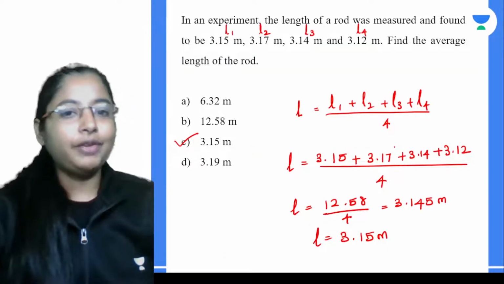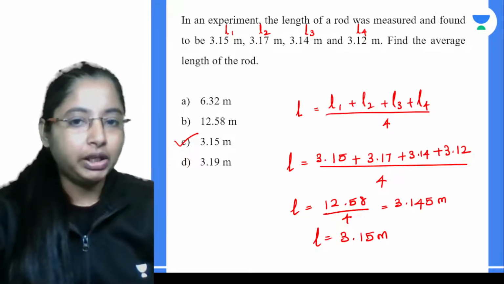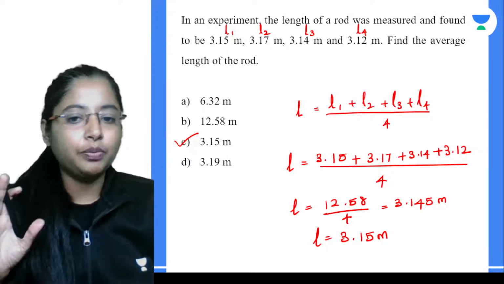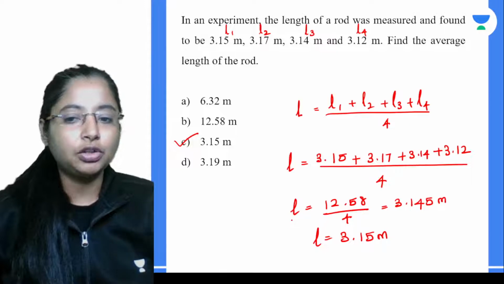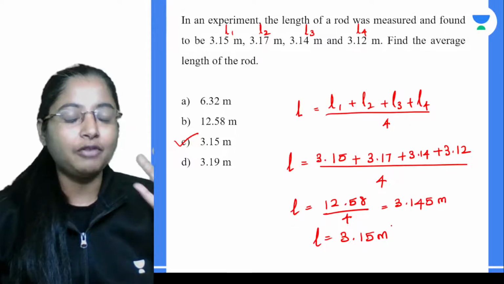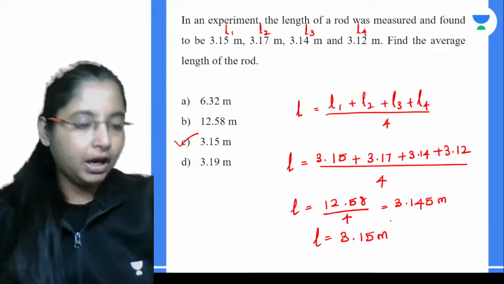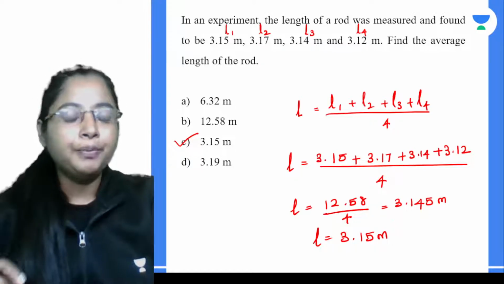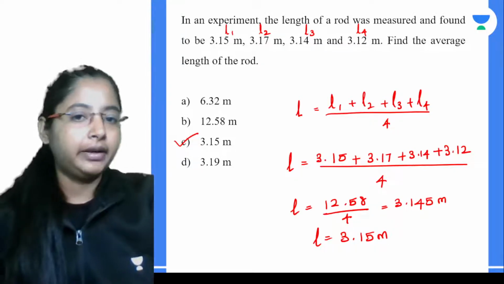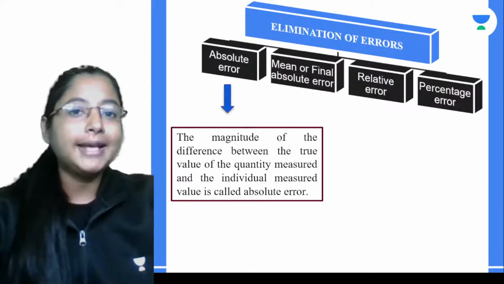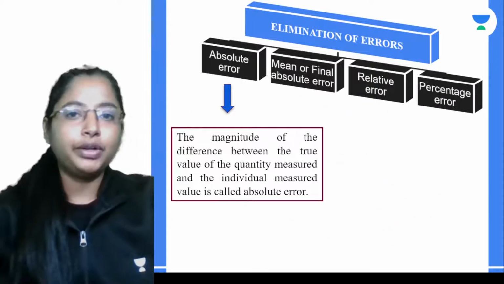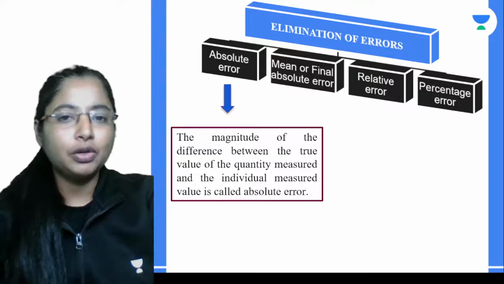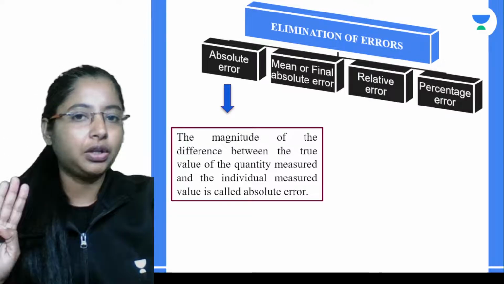Now we know how to find the actual value, right? If we don't know the length of a rod, by finding the average mean, we have found the actual value. Now how do we find what is the error in it? How do we express the error over here? For that, we are going to do a number of steps. It's very simple. 4 points you need to remember.